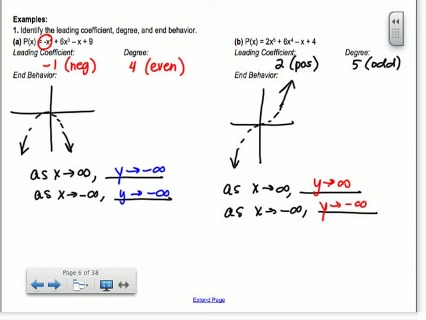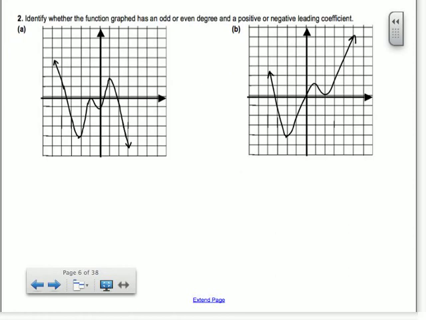Okay, so number 2, I think these ones are kind of easier. Is this going to have an odd or even degree? So 2a. Curtin, what do you think? Odd, because they're going in opposite directions, right? The ends. Okay, so it's odd. Now the next question is, does it look like positive x cubed on the ends or negative x cubed on the ends? Negative, right? So it's odd and negative.